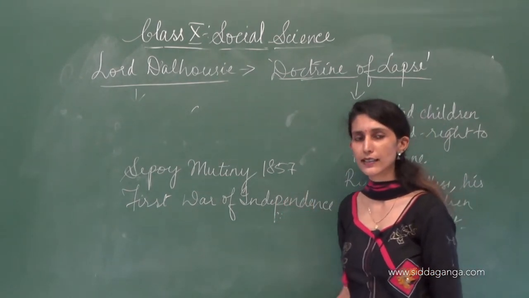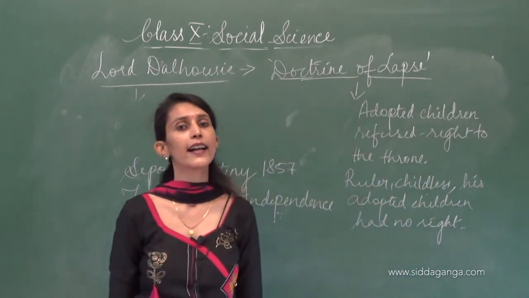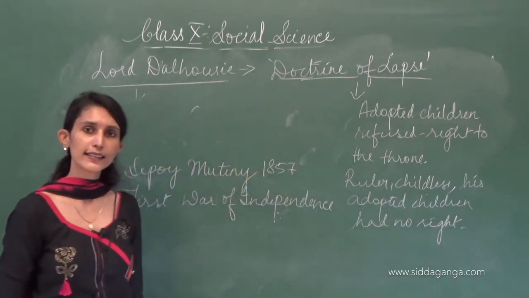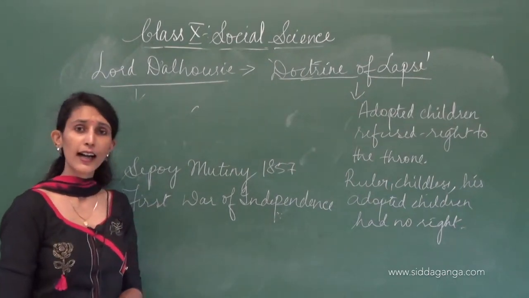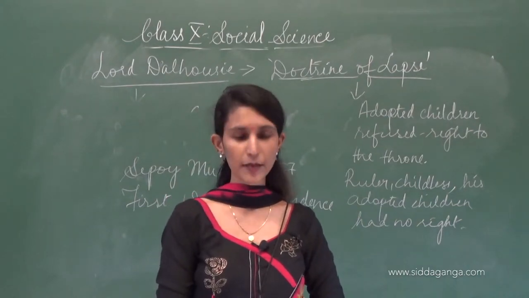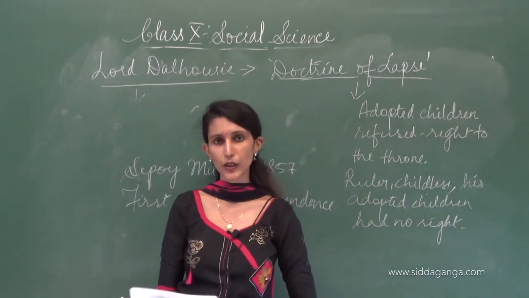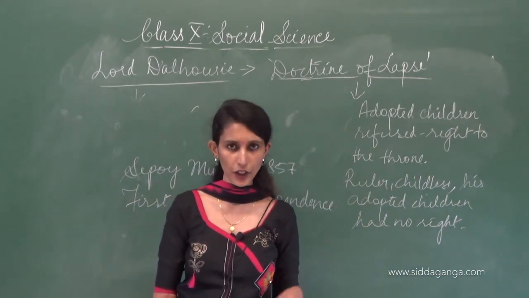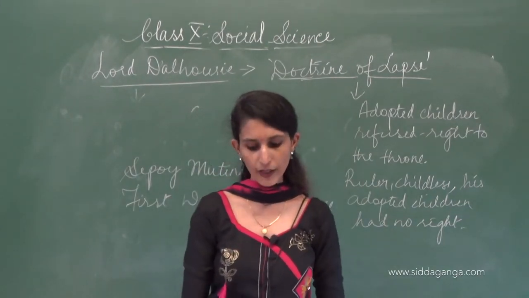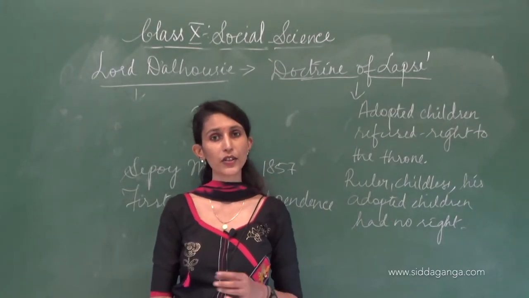We will see in the further lessons how we got independence and how we fought the First War of Independence, also called the Sipahi Mutiny. I hope you understood the entire lesson, the extension of British rule in India. Let me again glance through the Anglo-Maratha Wars, the three Anglo-Maratha Wars that I told you, the Anglo-Sikh Wars that I taught you today, and Lord Dalhousie's Doctrine of Lapse, whereas Lord Wellesley's Subsidiary Alliance. These are the important things that you have to remember.